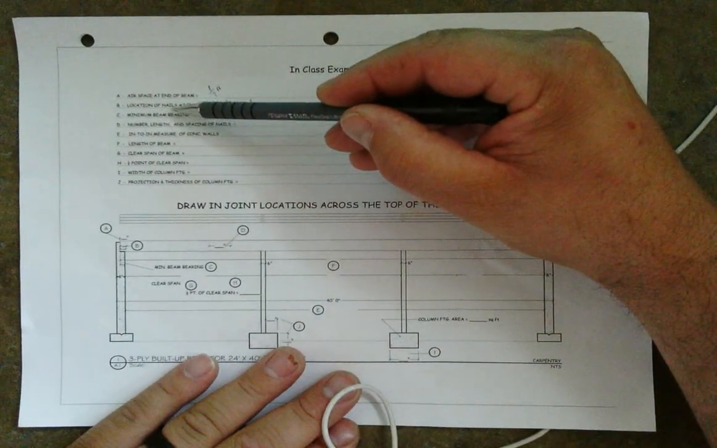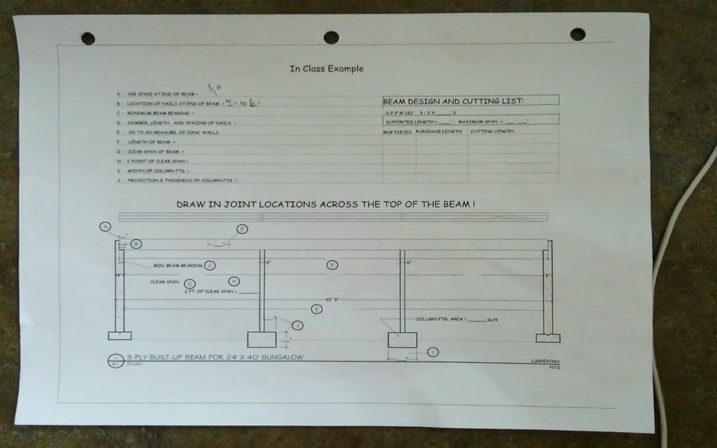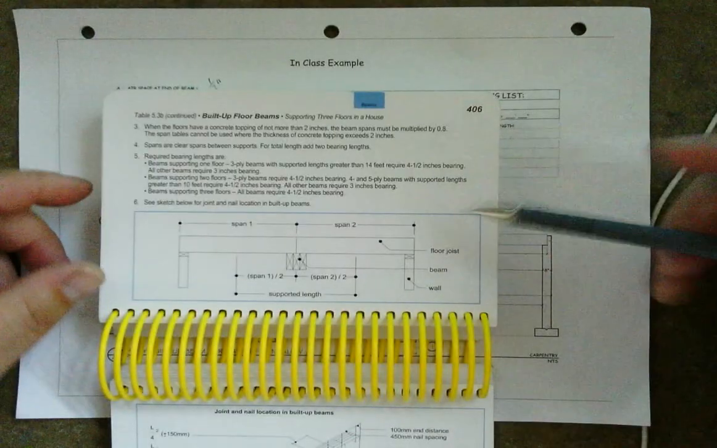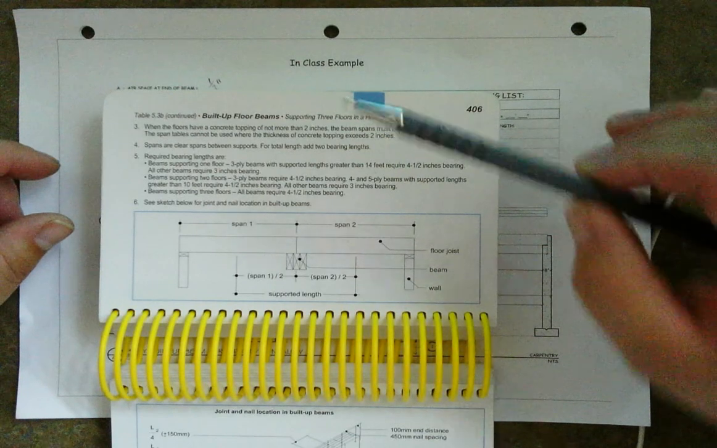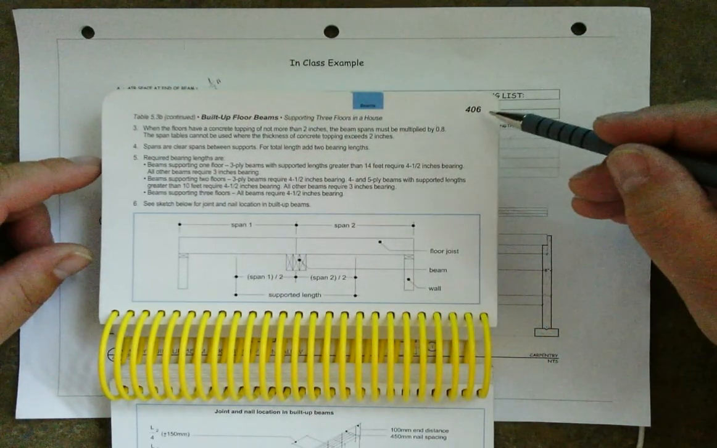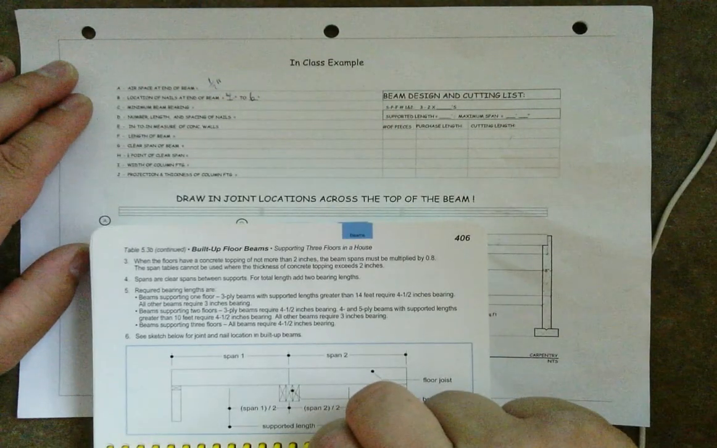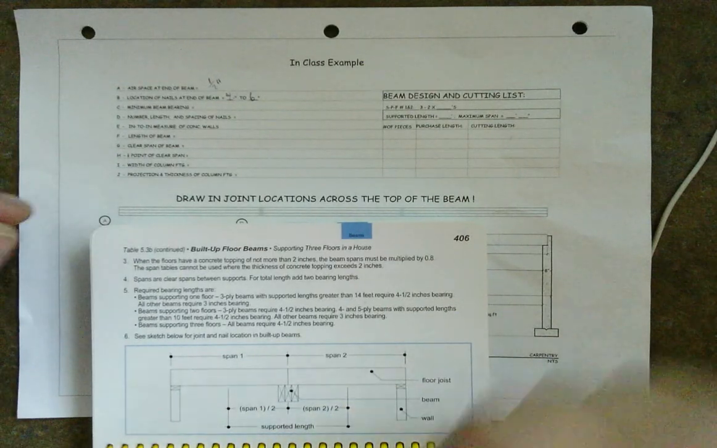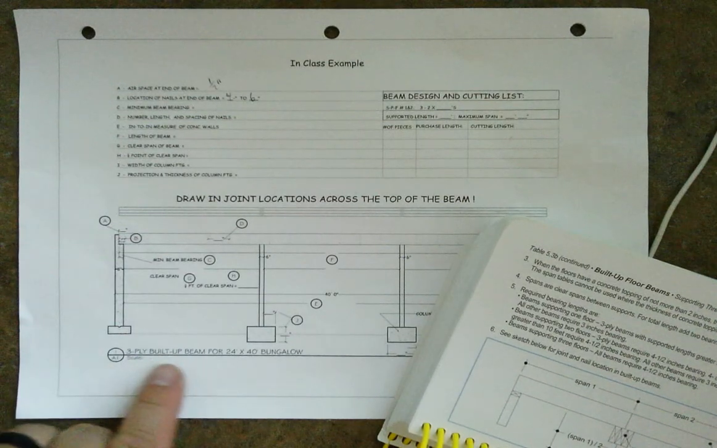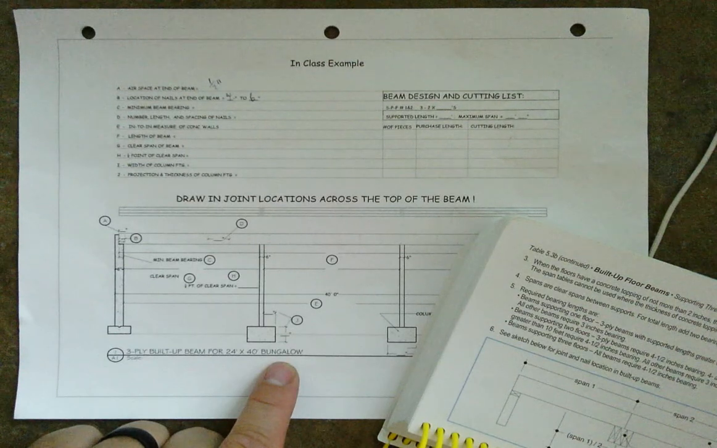Minimum beam bearing. Again, we define that in the span book. I have to go back to the span book and locate where that would be. It's going to be located at the end of the built-up floor beam section, which for the new version is on page 406. So, required bearing length. If we look at the drawing there, we're told first of all that this was a bungalow. So 3-ply built-up beam, 24 by 40 bungalow. That means it's 1 story, supporting 1 floor.